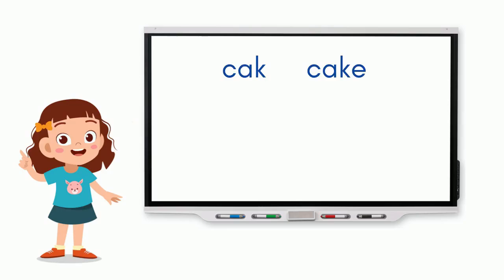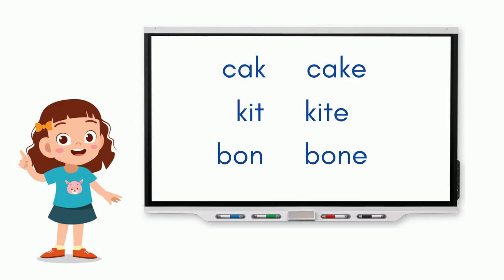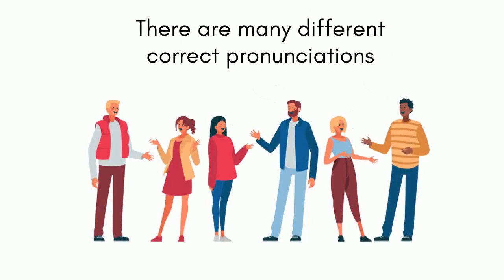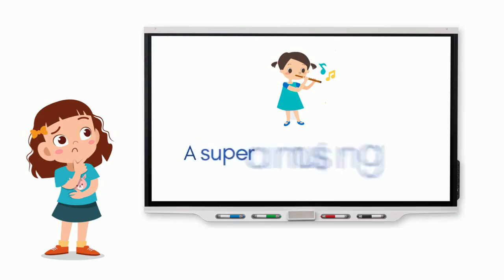So cack becomes cake, and a, the basic vowel sound, changes to a, the name of the letter. Kit becomes kite, and i, the basic vowel sound, changes to i, the name of the letter. Bon becomes bone, and o, the basic vowel sound, changes to o, the name of the letter. Your pronunciation will be different from mine, but this guideline generally works.